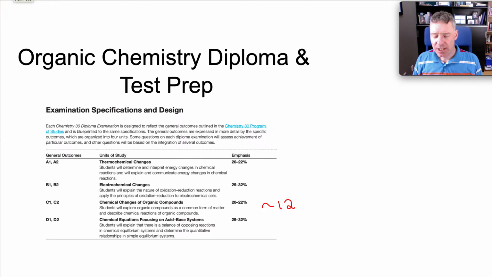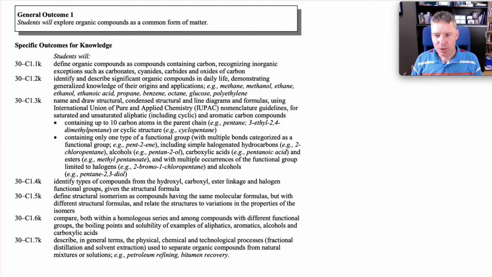I'm going to run through all the general outcomes. There are some other outcomes that might show up on a test or diploma, but these are the ones that are most likely to be there. So I'm not talking about the lab-specific type of questions or STS outcomes. There are two general outcomes in every unit of chemistry. The first outcome for organic chem is students will explore organic chemistry as a common form of matter, and we'll go through each of these outcomes one by one, and I'll give some advice or focus and examples of each.